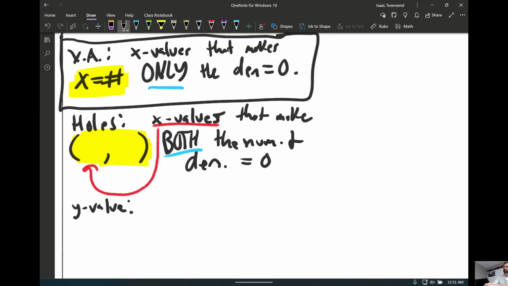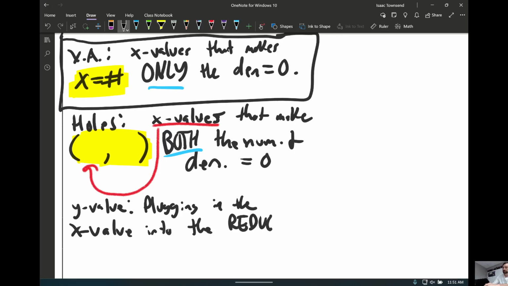The y value comes from plugging the x value into the reduced fraction. If you plug it into the original fraction, you're going to get 0 over 0. You've got to plug it into the reduced fraction. You've got to let some factors cancel out and then plug in the x value. That's how you get the y value.